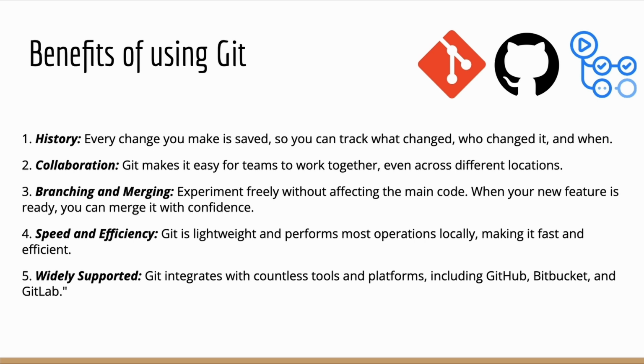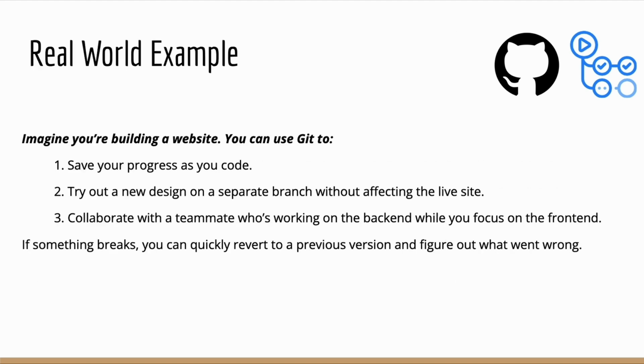Branching and merging. Experiment freely without affecting your main code using your branches, right? And then when your new feature is ready, you can merge it with confidence that it won't break your code. Speed and efficiency. Git is lightweight and it performs most operations locally, making it fast and efficient, locally being on your local machine. And finally, widely supported. Git integrates with countless tools and platforms, including GitHub, which we'll learn about later in this course, Bitbucket, and GitLab.